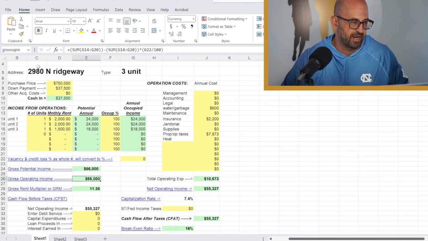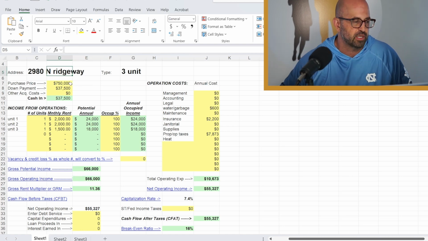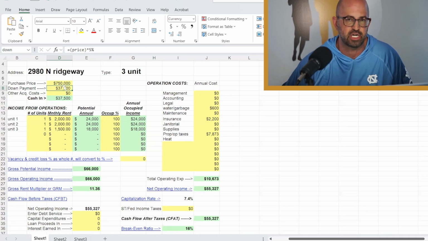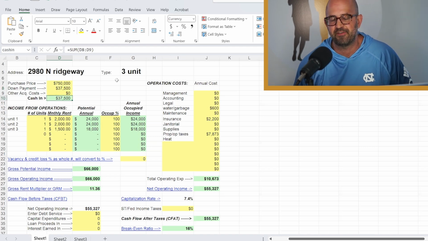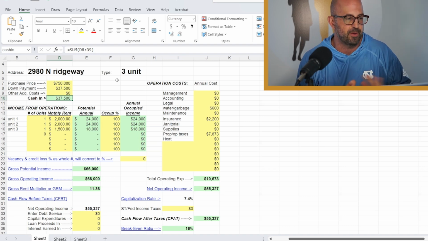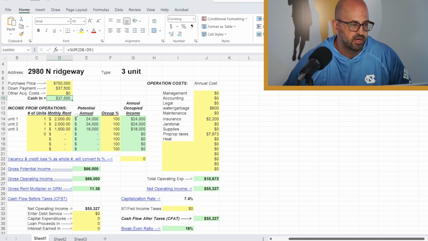So this is something my client owns, 2980 North Ridgeway. It's a 3-unit. You've got a purchase price. He bought it owner occupied when he put 5% down. You also could do FHA 3.5% down, which is going to be amazing on your cash on cash, and we'll get to that. So the cash in here is $37,500. You could also put in your closing costs and whatever else you want to put in there. The next thing is obviously going to be the monthly rents versus potential annual rents.